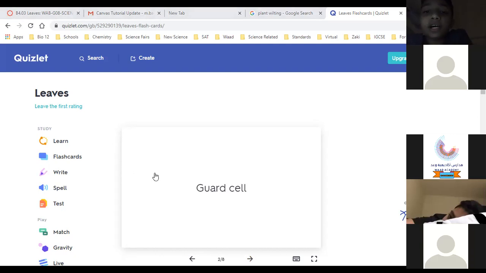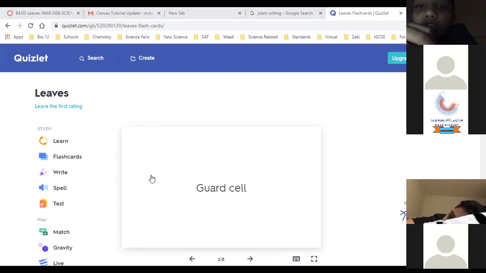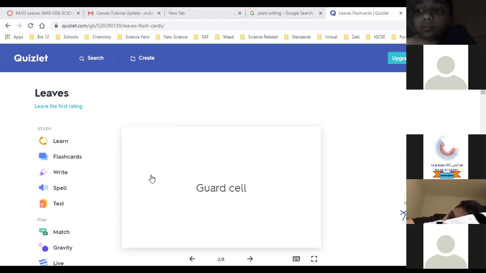The guard cells are the two cells around the stoma. Yes, what do they do? They close the stoma when there is so much water. They open the stoma when water is enough, and they close it when water is less. Very good. So they control the opening and the closing of the stoma, and they open when we have enough water, and they close when the water is less. So good job. Full marks for Ghazi.